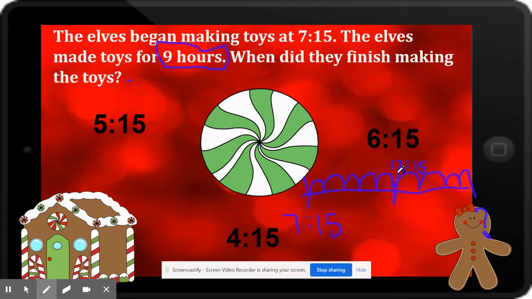When I got to this spot, I was at 12:15. There is no 13:15 unless you're talking military time. When you go 12 o'clock, the next hour is going to be 1 o'clock. So you're going to go from 12:15 to 1:15, 2:15, 3:15, 4:15. All right. So to go over that one more time, 7:15, then you've got 8:15, 9:15, 10:15, 11:15, 12:15, 1:15, 2:15, 3:15, 4:15. So the answer to your problem is it was 4:15.